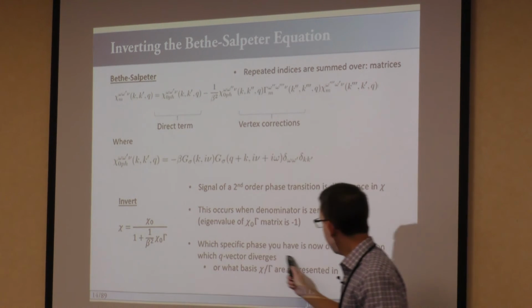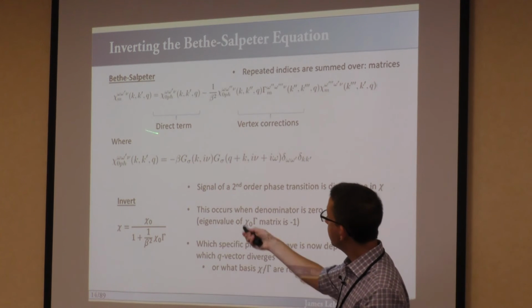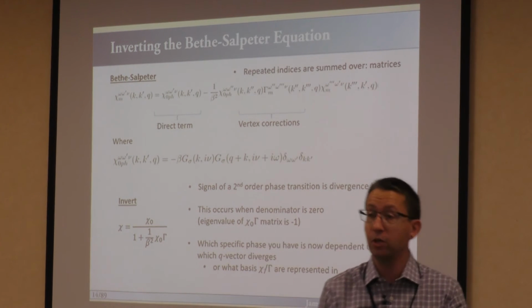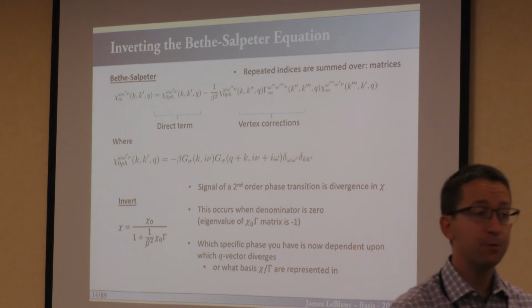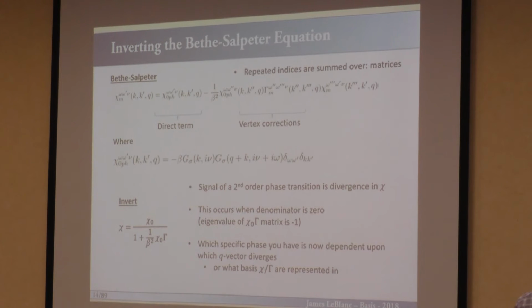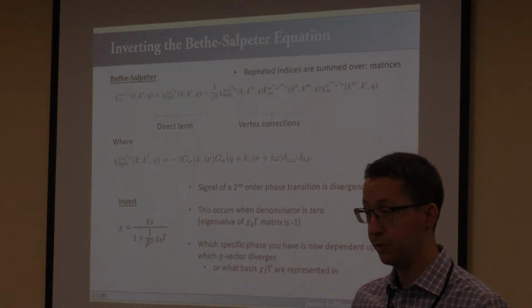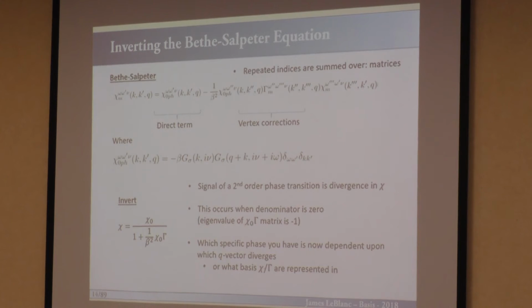Now, which specific phase you have depends on which Q vector diverges, or which susceptibility you're even looking at, okay? And it's really hard to search for phase transitions using susceptibilities in a theoretical context, because you don't know if some other susceptibility might have diverged earlier or at a higher temperature. So that actually ends the many-body section.